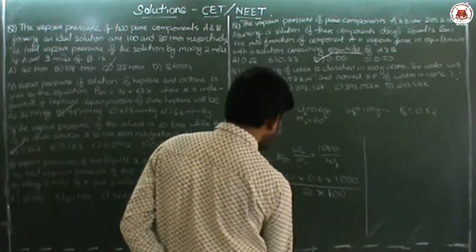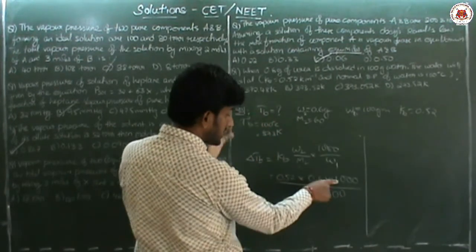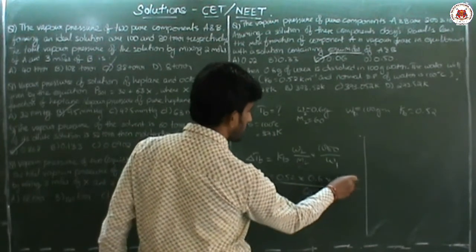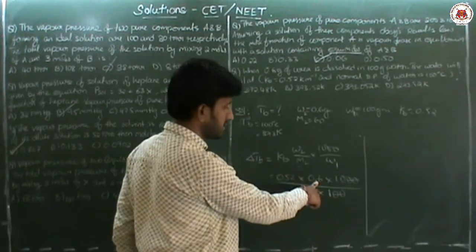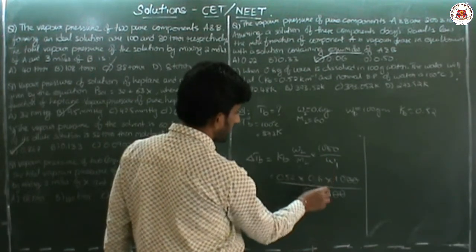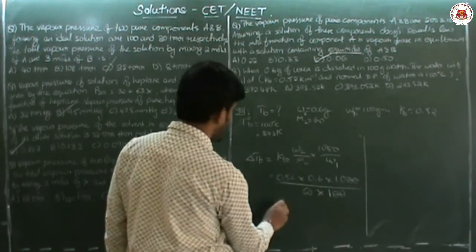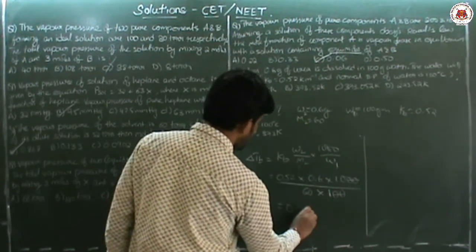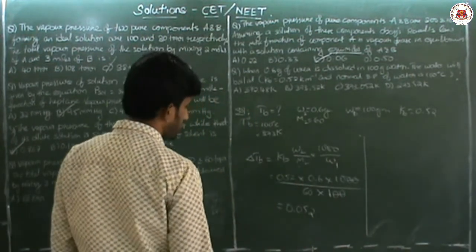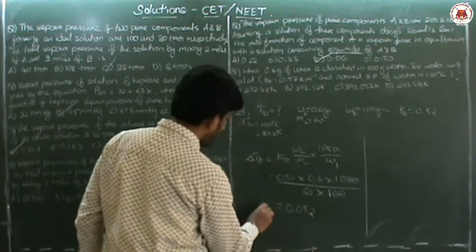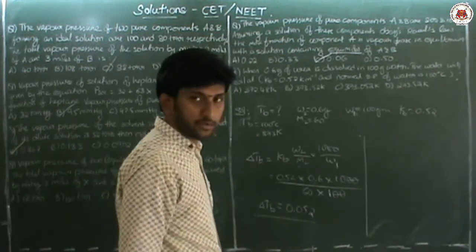Now here we will do it like this. These two cancel. 10 into 0.6 is 6. 6 by 60 means 1 by 10, so the answer should be 0.052. So delta Tb, the elevation in boiling point, you got as 0.052.